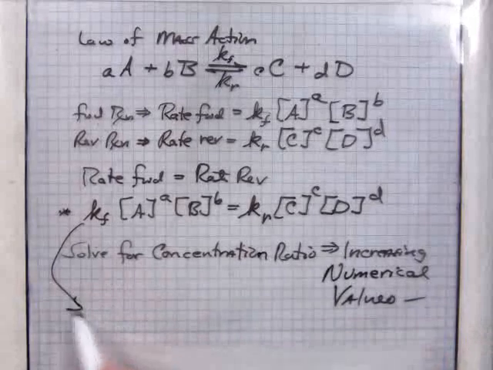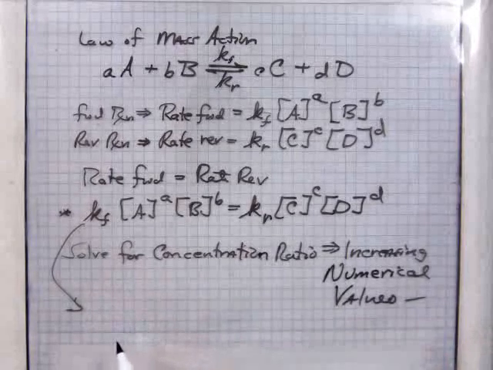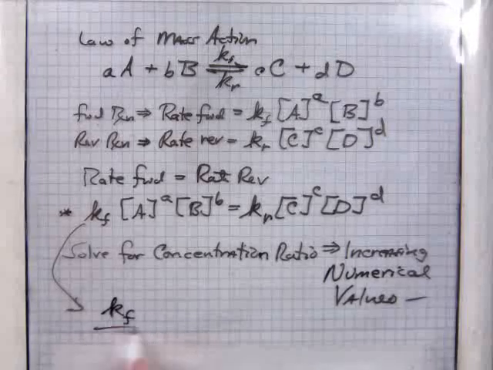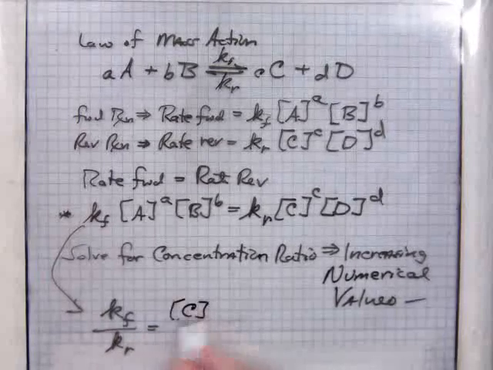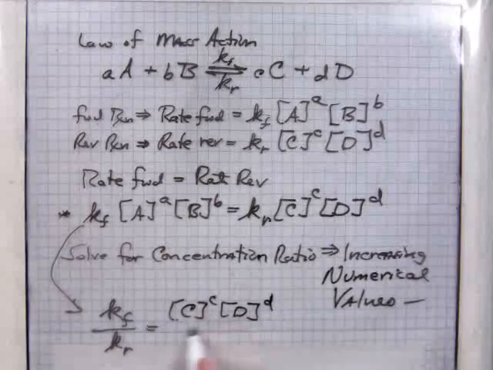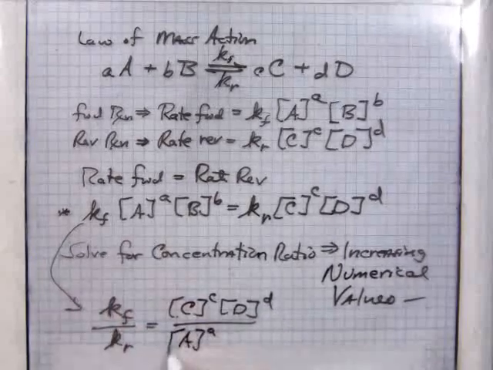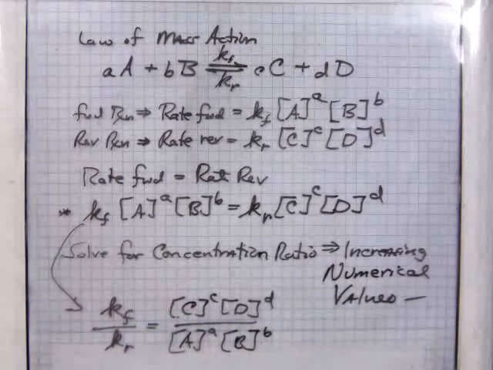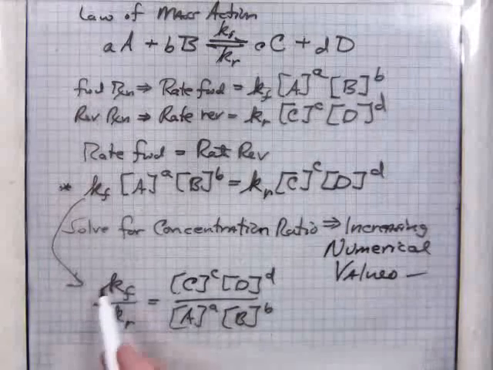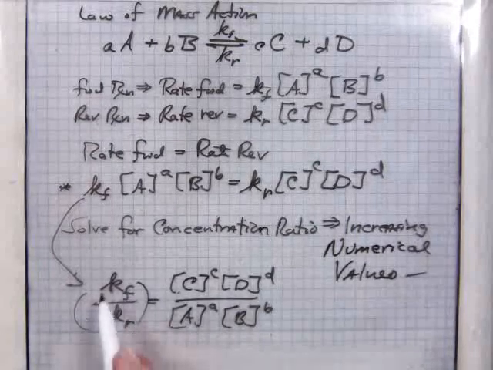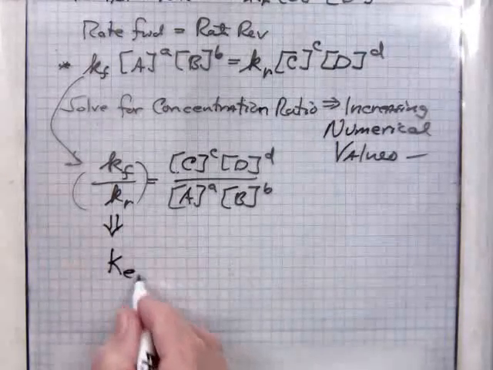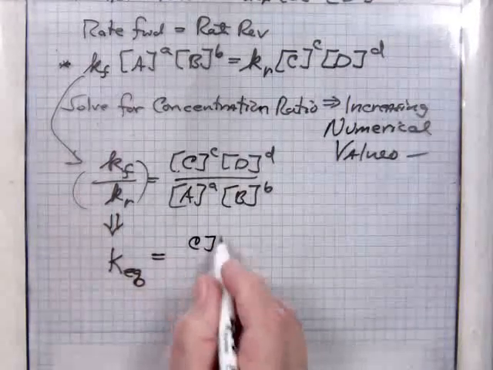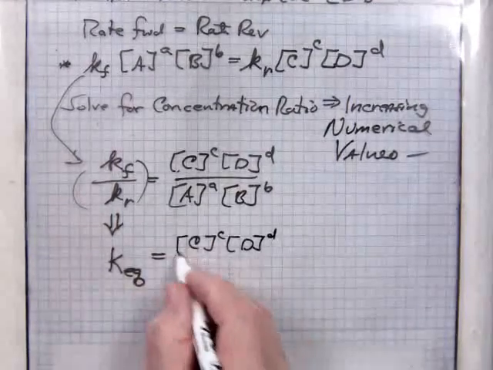So what that gives us is K forward over K in reverse equal to C raised to the C power, D raised to the D power, A to the A power, and B to the B power. This term right here, Kf over Kr, is redefined, and it's called the equilibrium constant, KEQ, and it's set to that expression, C and D over A and B.